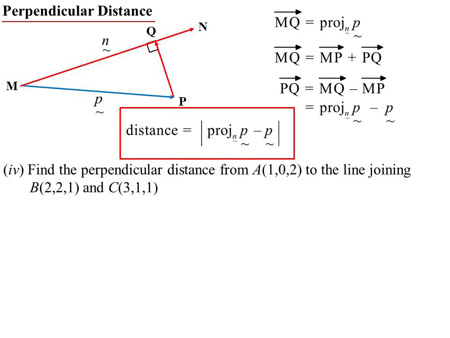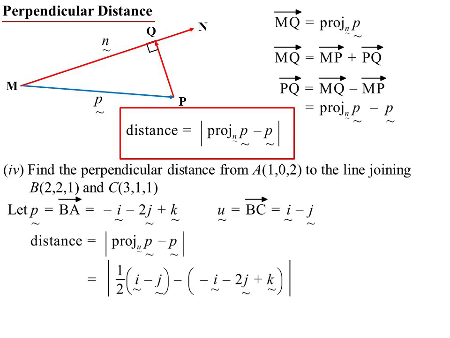all that. So if I have to find the perpendicular distance from (1, 0, 2) to the line that joins (2, 2, 1) and (3, 1, 1), BA, I need to work out that particular vector. Head minus tail becomes -i minus 2j plus k. I'm going to need to know BC as well, because that's what I'm projecting onto. That is i minus j. So the projection of what I've called P onto U minus P.